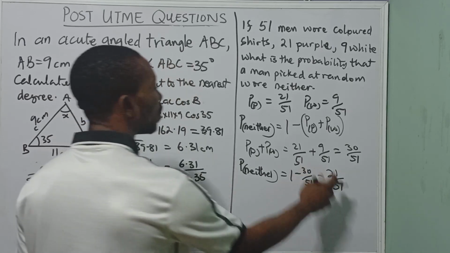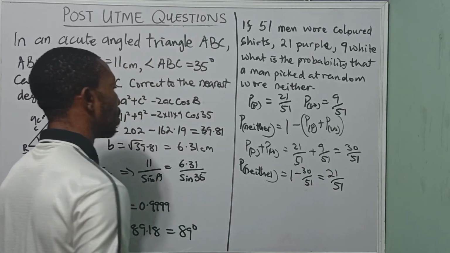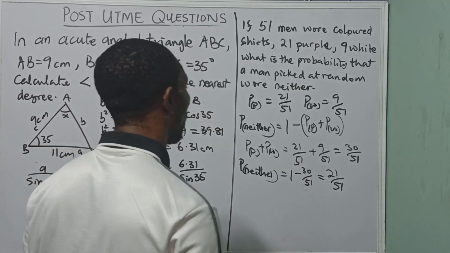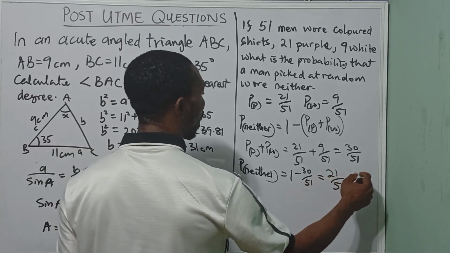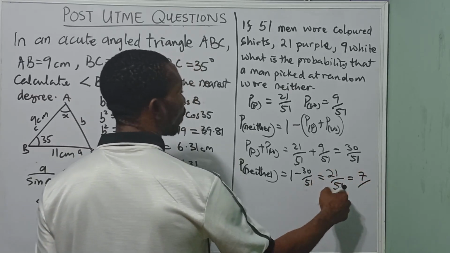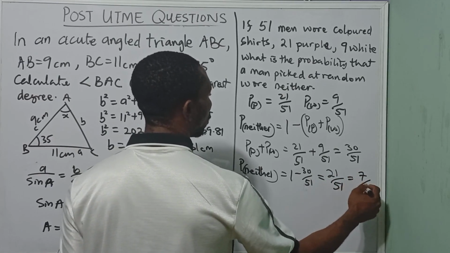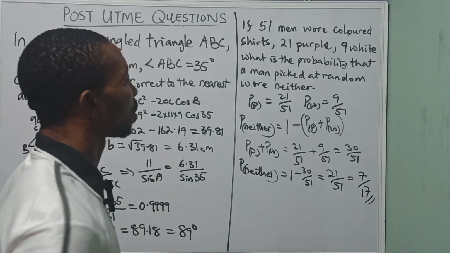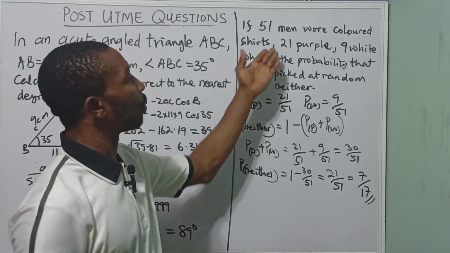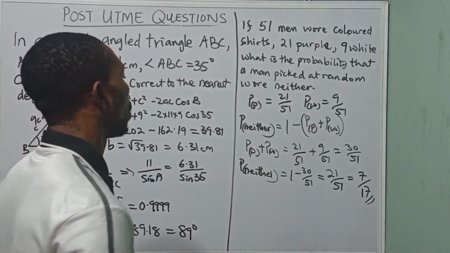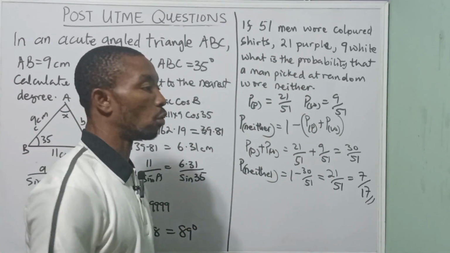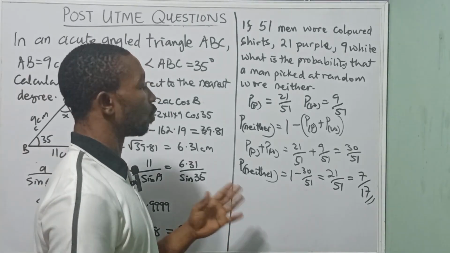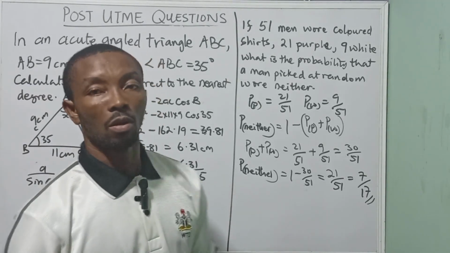But we can still break this down to its lowest term by dividing it by 3. If we divide 21 by 3, we have 7, and 51 by 3, we will get 17. So the probability of a man picked that would wear neither the purple nor the white shirt would be 7 over 17.